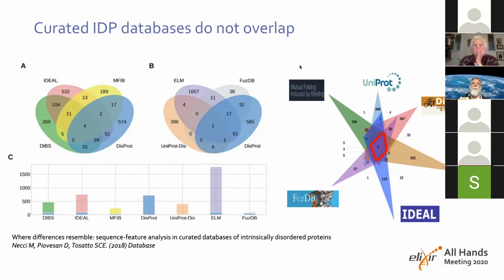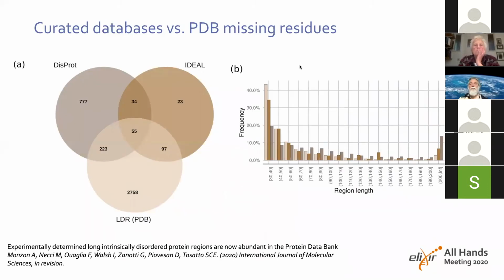And on the next slide, what we can see here is actually some work we have been doing recently, where you see the overlap between DisProt, which is the largest curated IDP database we're hosting, and IDEAL, which is another one in Japan, which is quite large. And surprisingly, the amount of information about long disordered regions with missing residues you can get from the PDB. It turns out that the PDB, through its long stretches of missing residues, is a major source for disordered regions.